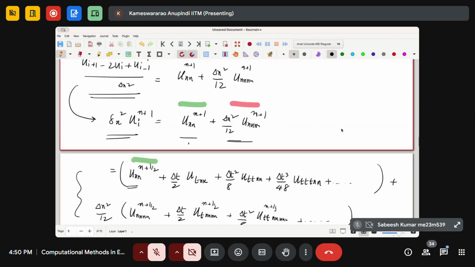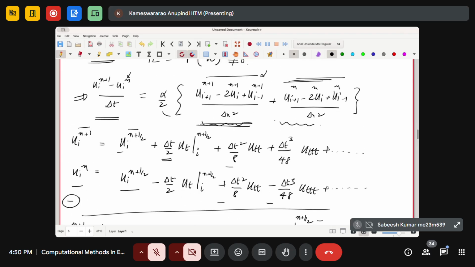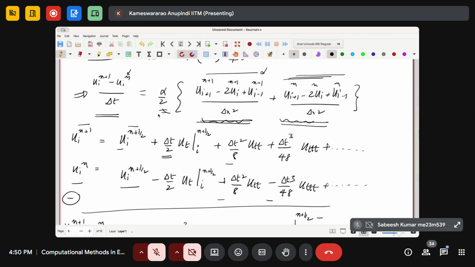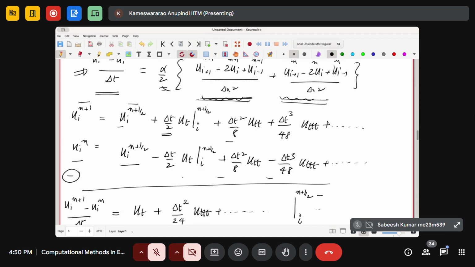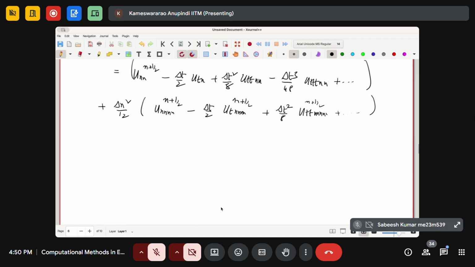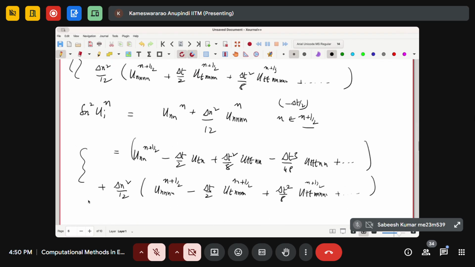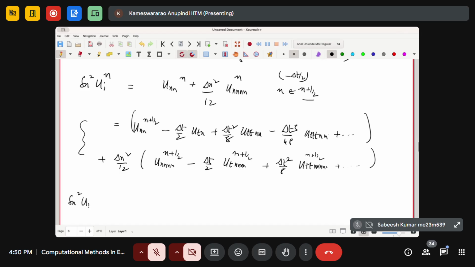Now what is there on the right hand side? On the right hand side, what we have is the summation of these two terms: delta x square uin plus 1 and delta x square uin, multiplied with alpha by 2. So the left hand side we have already worked out, that is this quantity. That means on the right hand side we have a summation of this quantity plus this quantity, that is delta x square ui n plus 1 plus delta x square uin.